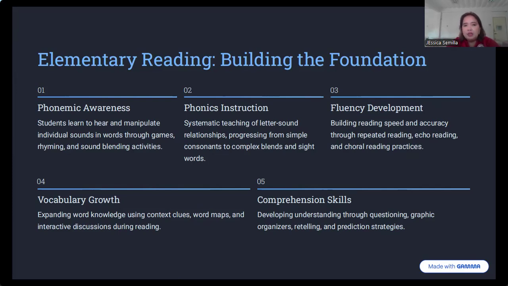So once again, under elementary reading, we have the building of foundation, and we need to build the foundation at the elementary level because this foundation would help them to comprehend longer texts, and at the same time would give them the foundation to improve their critical thinking and the vocabulary that they will utilize throughout. So one foundational skill that they need to have is phonemic awareness, because they need to learn to hear and manipulate individual sounds in words through games, rhymes, and sound blending activities.